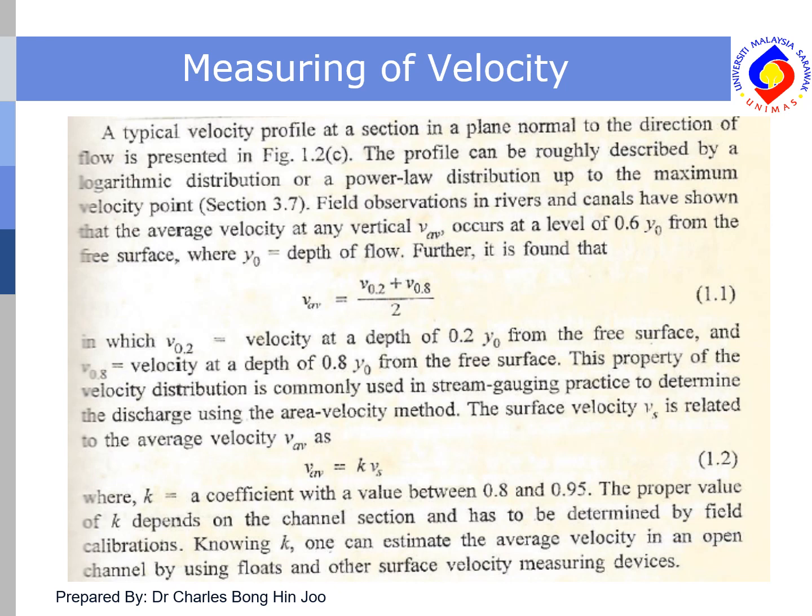For field observations, normally the velocity is measured at at least two points, namely the velocity at 0.2 of the depth from the free surface and also at 0.8 of the depth from the free surface. Then both of these velocities can be used to calculate the mean velocity as shown in Equation 1.1.